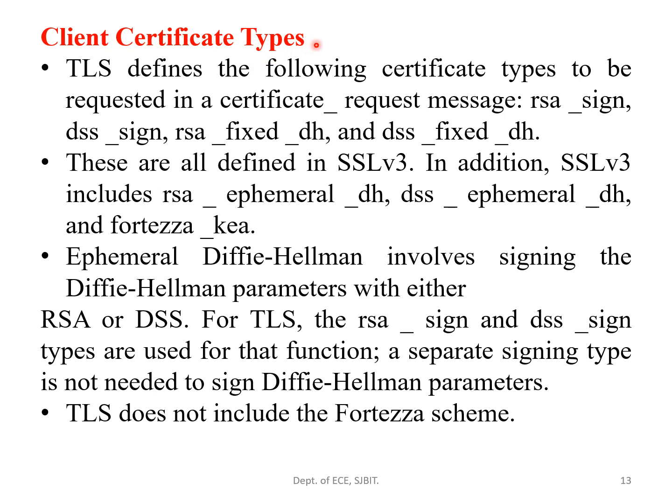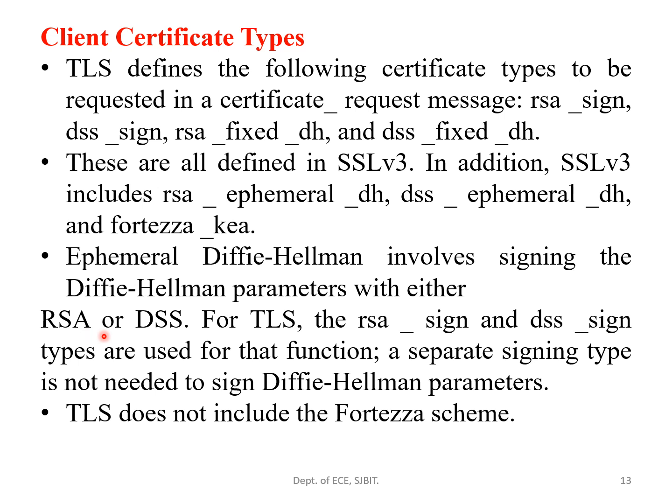Consider client certificate types. Transport Layer Security defines the following certificate types to request in the certificate request message: RSA signed, DSS signed, RSA fixed, and DSS fixed. RSA and DSS are cryptographic algorithms. These algorithms are defined in Secure Socket Layer version 3. In addition to the RSA fixed and DSS fixed algorithms, we are also going to use Diffie-Hellman algorithms for encryption and decryption purposes in cryptography.